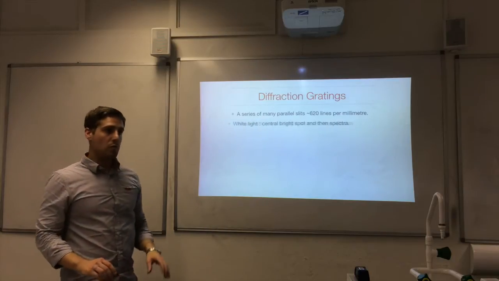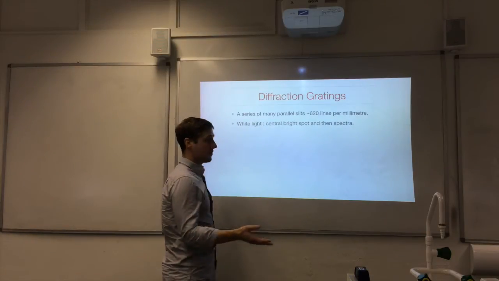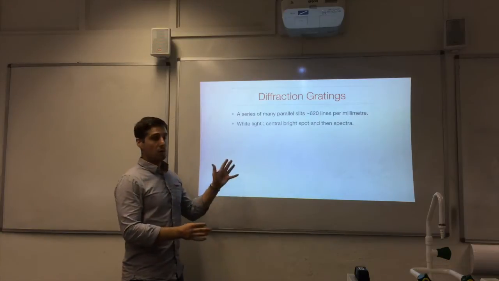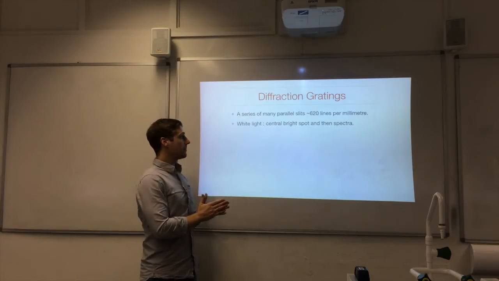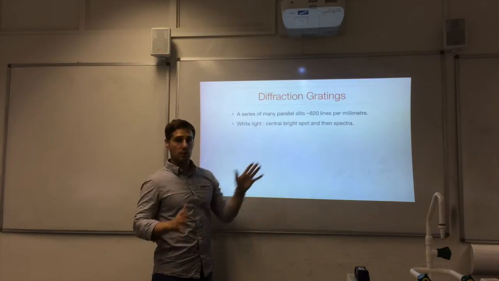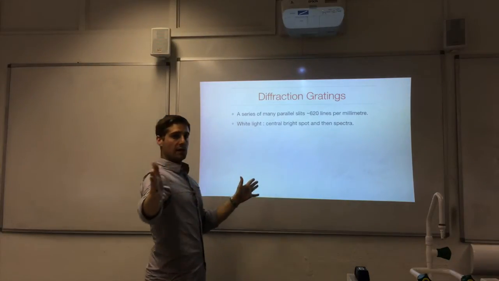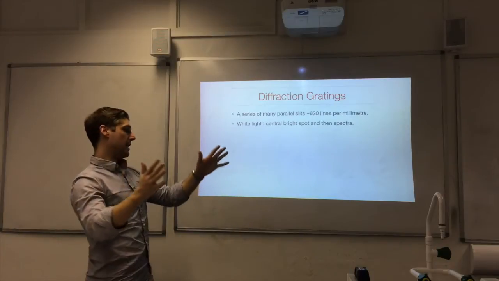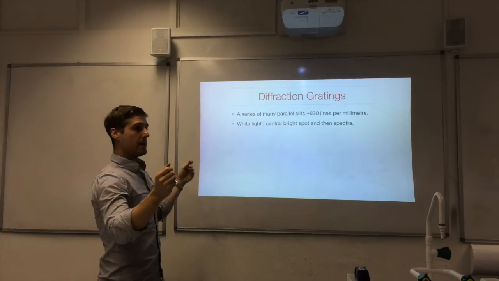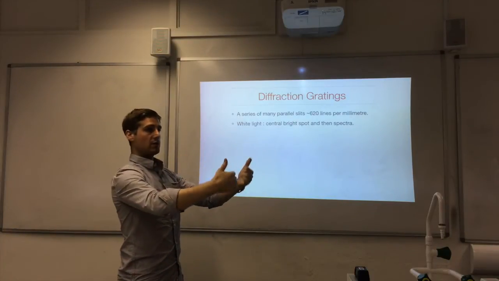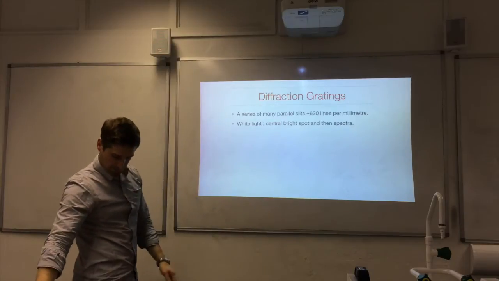Right, if you pass white light through a diffraction grating, then what you would observe on the screen is a central bright spot, which will be white, and then you would get spectra to the side of it. So you get some spectra over there, and then you get the inverse spectra over there. The blue light faces inwards, red light faces outwards.